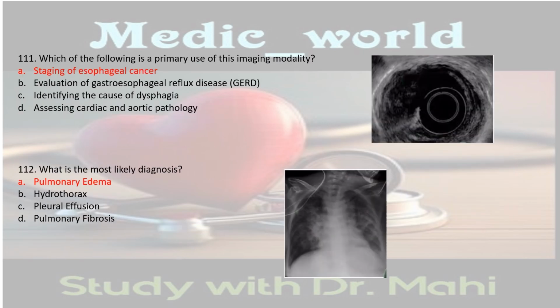Which of the following is the primary use of this imaging modality? The imaging modality which is shown here is endoscopic ultrasound, and it is used for the staging of esophageal cancer. What is the most likely diagnosis here? Here it is showing the bat-wing appearance, so it is pulmonary edema.